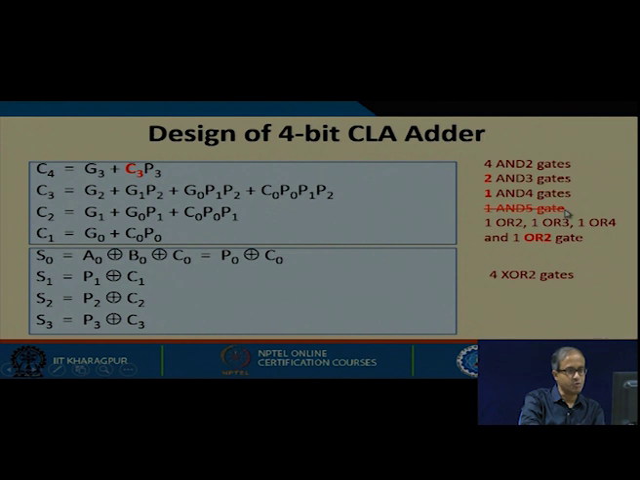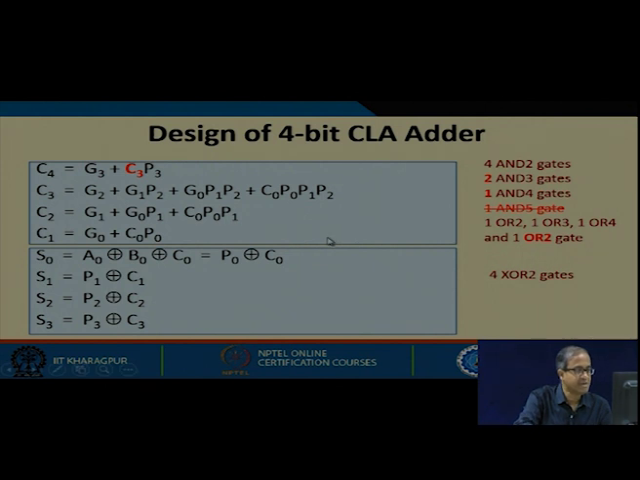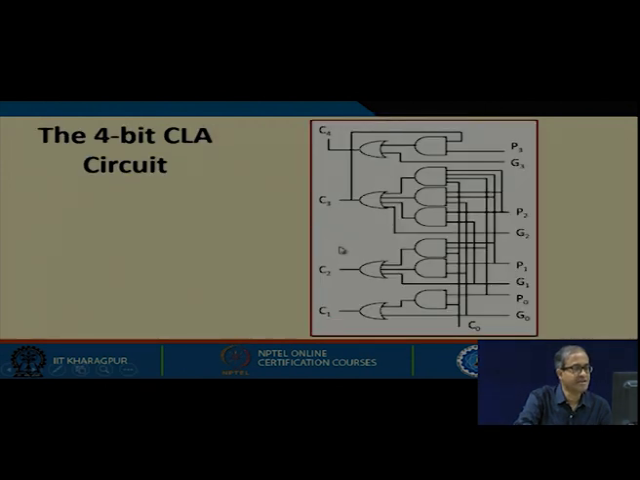This AND 5 gate you do not need, and earlier you needed an OR 5 gate, 5 terms were ORed, but now you need just a 2 input OR gate. So, your circuit becomes simpler. If you simply realize these functions, your circuit will look like this. Suppose I have my PiGi functions, then using PiGi, just following these expressions, you can generate the carries using this kind of a 2-level circuit.